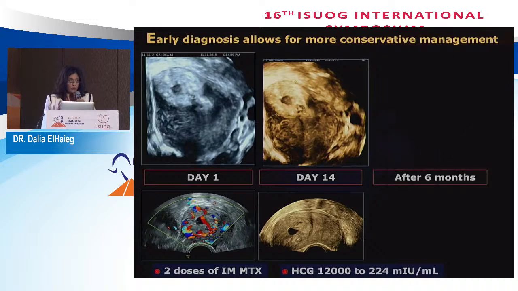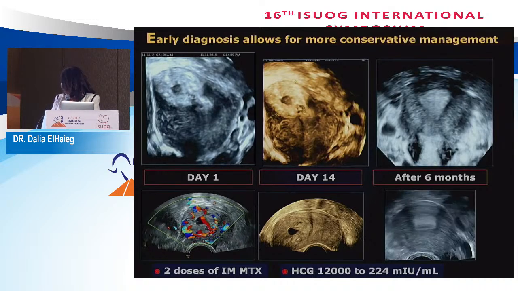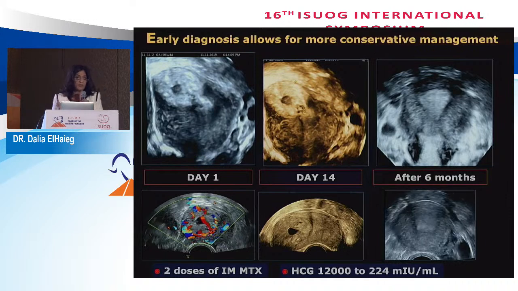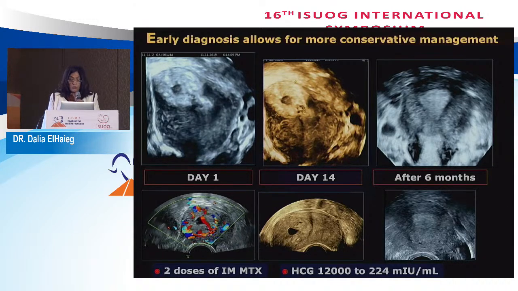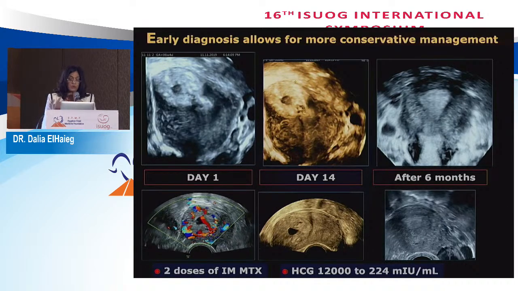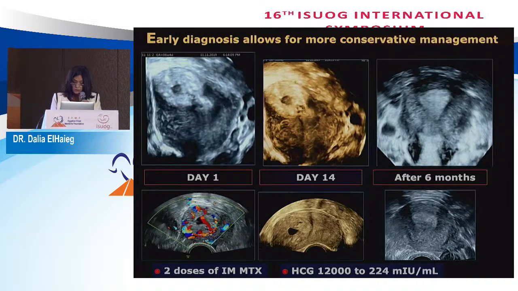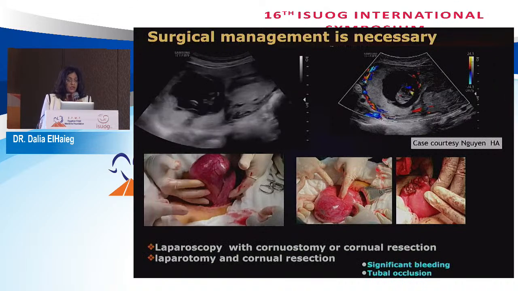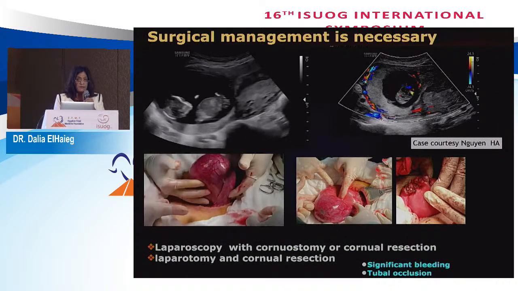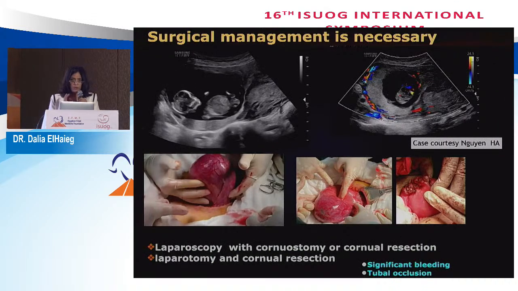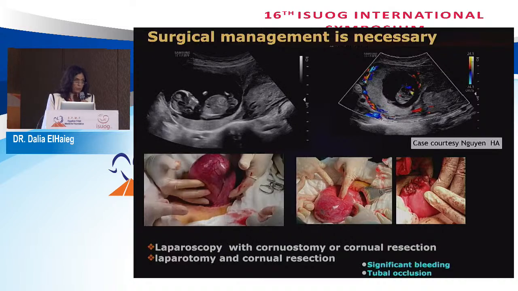But we need to know that the mass may persist for up to 6 months. It takes time to resolve, so this shouldn't be considered treatment failure. Surgical management is necessary in advanced cases if the patient is complaining of pain, there are signs of hemoperitoneum, or it's so advanced, as you can see, with protrusion of the sac more than 50% out of the myometrium.